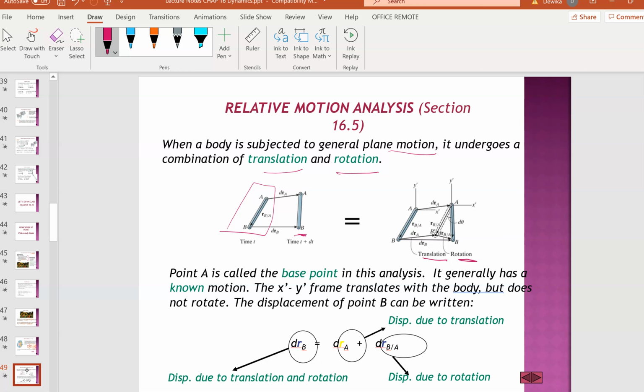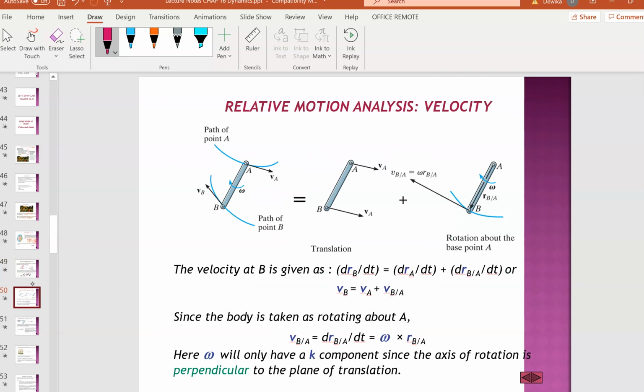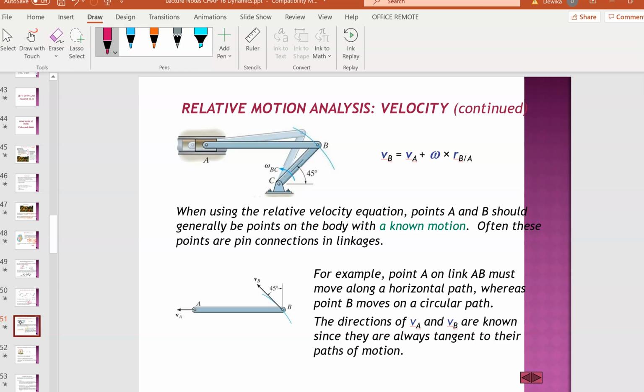Okay, so if you look here, drB equals drA, plus this one, drB/A. This is the displacement due to the rotation. So this is the derivative of the formula. When you differentiate that once, you get vB equals vA plus vB/A. So what is vB/A? It is omega multiplied with rB/A. Do not worry much, we're going to solve a question so you will understand even better. So this is how the final formula will look.